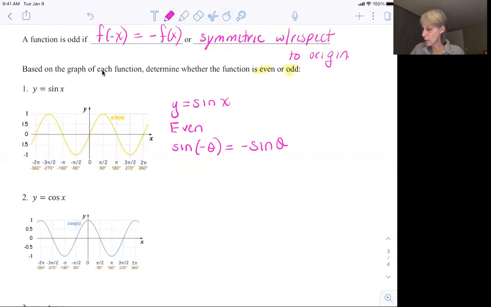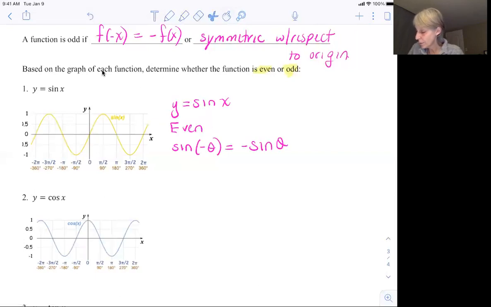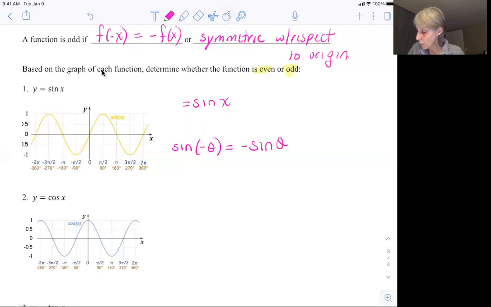Even, duh, would help if your teacher used the right words. I said the opposite of what I wanted to say. This is an odd function, right? And with an odd function, the sine of the negative input equals the negation of that function.